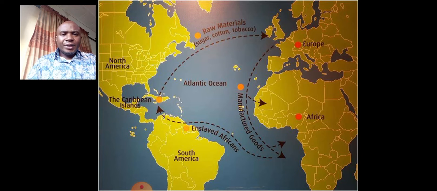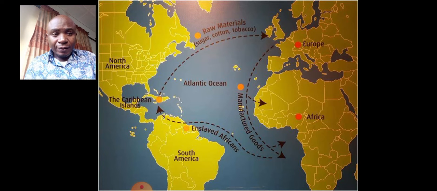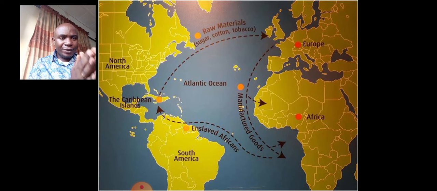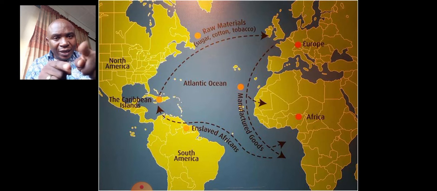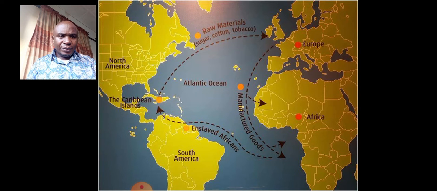Now, let's look at this map again. You see, on this map, it still shows the movement and especially the goods. So you can easily identify Africa, Europe, South America, North America. Then you have the Caribbean islands, and you have the Atlantic Ocean in the middle there.